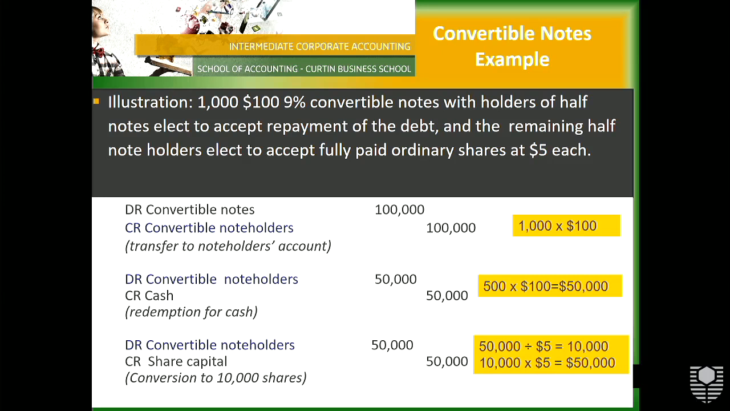Our convertible notes, we bring that back to zero, so we're going to debit that and we're going to credit our convertible note holders account, which is our temporary account. Out of that account, we're going to pay back 50,000 in cash. So we've got 50,000 left. That 50,000 is now going to convert to 10,000 shares. So 50,000 divided by $5 gives you 10,000. So we've got 10,000 shares at $5 to give us 50,000.